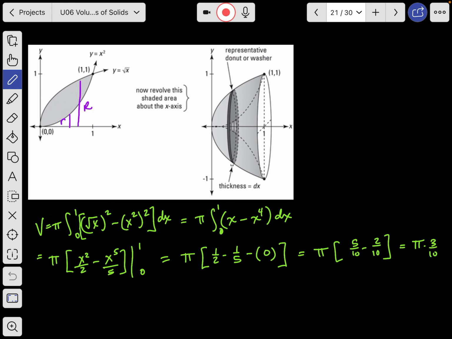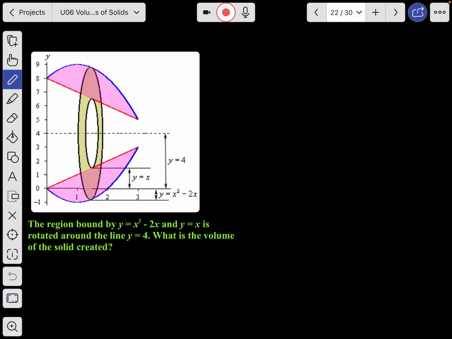And here it is again, worked out previously to make sure I'm doing this all right. All right, here's another example. This time we have a nice big open area in the middle. The region bound by y equals x squared minus 2x, which is this parabola here, and y equals x, which is this linear function in red, is rotated around the line y equals 4.